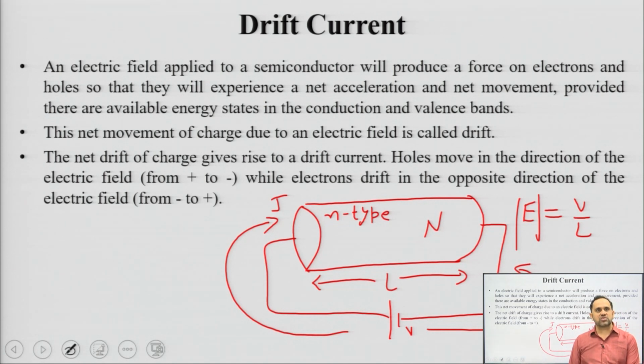Holes move in the direction of the electric field from positive to negative, while electrons drift in the opposite direction of the electric field, that is from negative to positive. Okay. So, whenever there is an electric field present, we see a drift current. Electron drift current and hole drift current are in the same direction, because holes and electrons move in opposite directions. Okay.